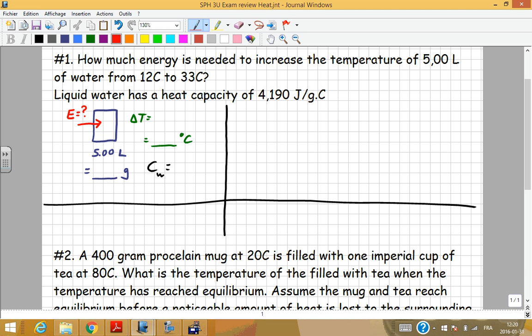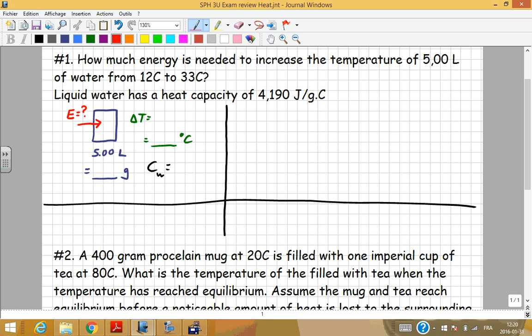Okay, so how much energy is needed to increase the temperature of 5 liters of water from 12 degrees centigrade to 33 degrees? One thing you have to know is what's called the heat capacity. For water, it happens to be 4.190 joules per gram per degree Celsius. That means that if you want 1 gram of water to have its temperature increased by 1 degree Celsius, you will need to add 4.19 joules of energy to that water.